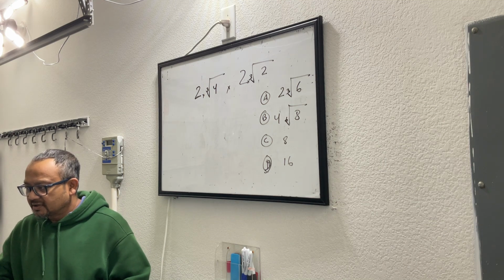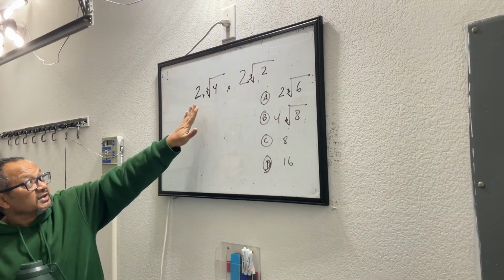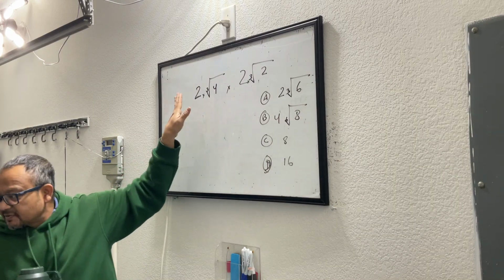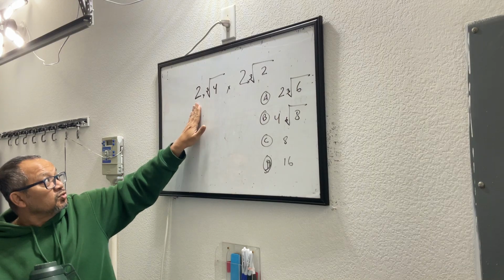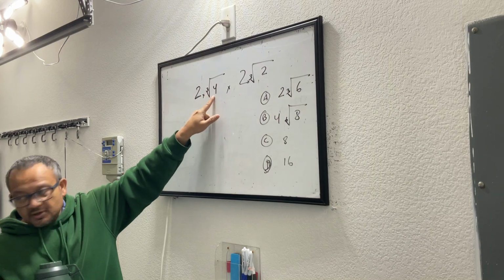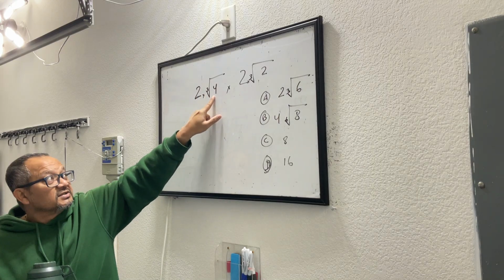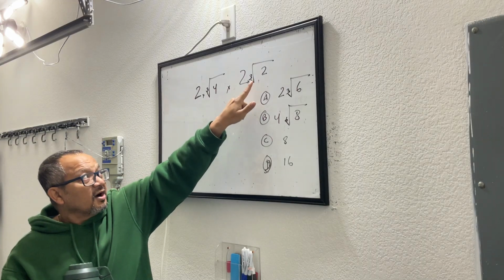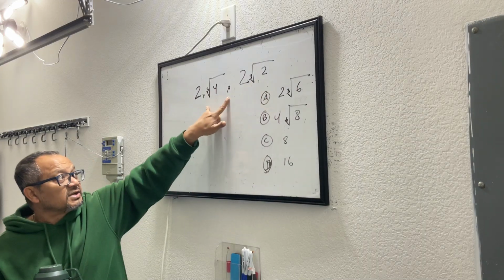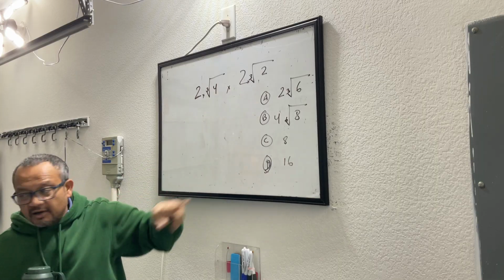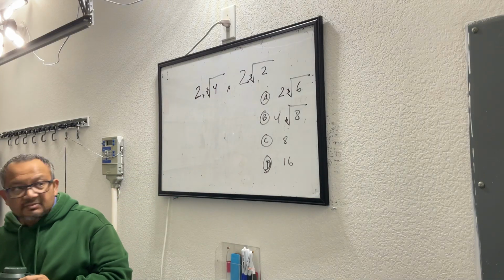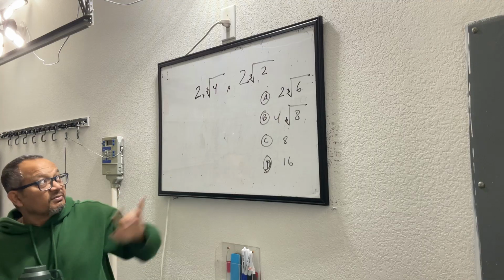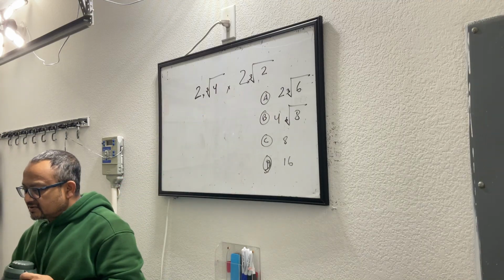So these are the 2 values I have. This is the expression we have. 2 third root of 4, times 2 third root or cube root, whatever you call it, of 2. You have to multiply these 2 numbers and see which of these 4 options would be your result after multiplying these 2 exponents.